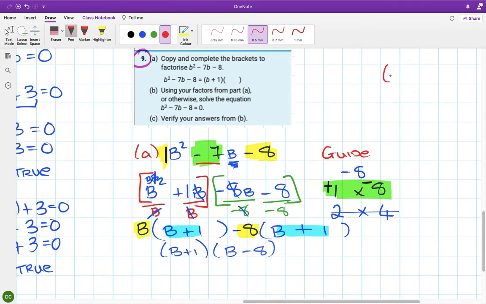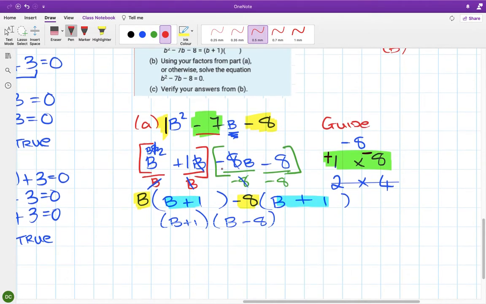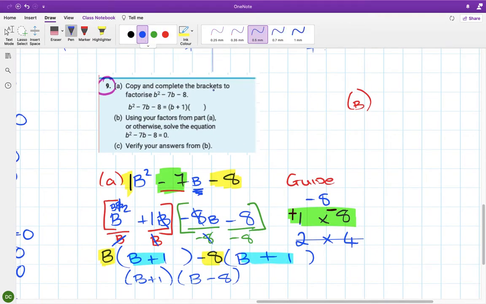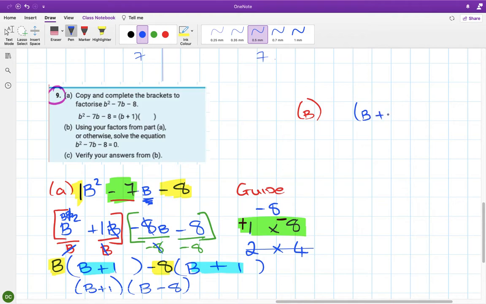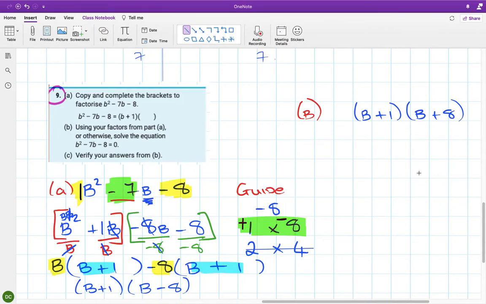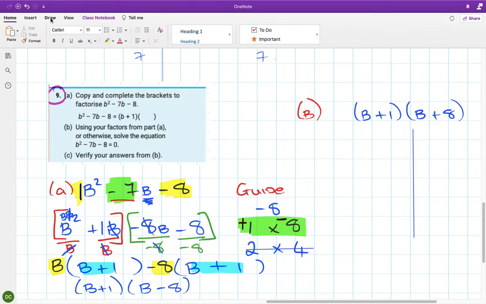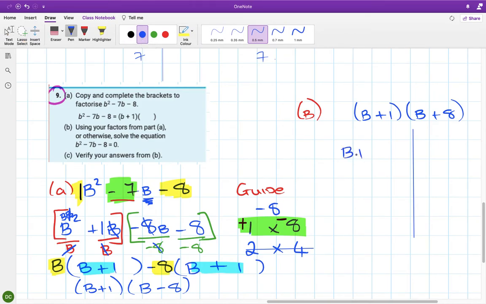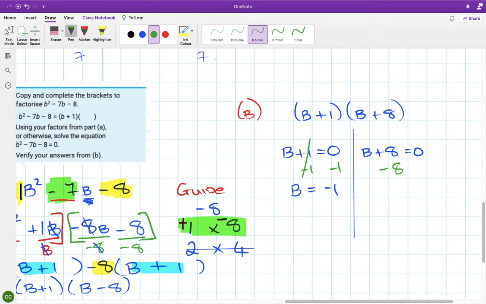Okay, part B is where we solve. So actually I might do that. No, I won't. I'll take it up here. I don't want to use space for the next set of homework. So b plus 1 and b plus 8. Split my page. There you go. So b plus 1 equals 0 and b plus 8 equals 0. So we minus the 1's cancel out, minus the 1 for balance. So b equals minus 1. And then on the far side, we minus the 8 for cancelling and minus the 8 for balancing. So b equals minus 8.